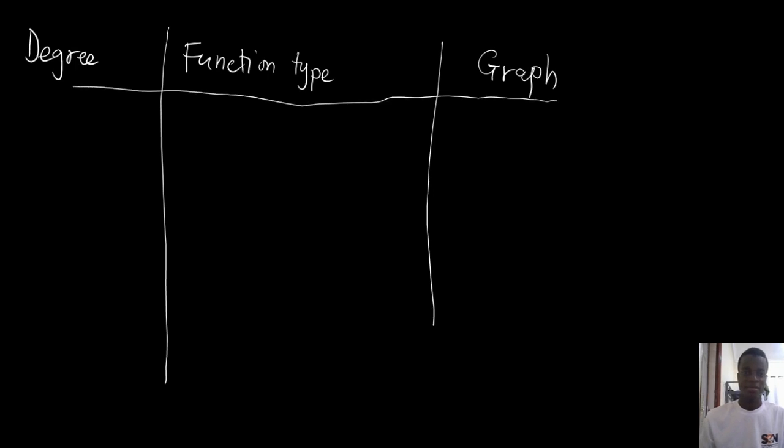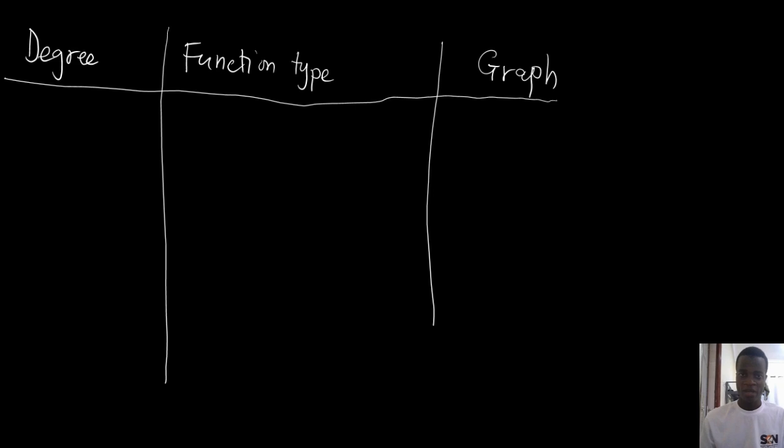So if you're able to fetch the degree, I will say the degree is here. Then let me set this part to be the function type, and then let me take this third part to be the graph, how each graph appears. We are just going to have a general idea about them.